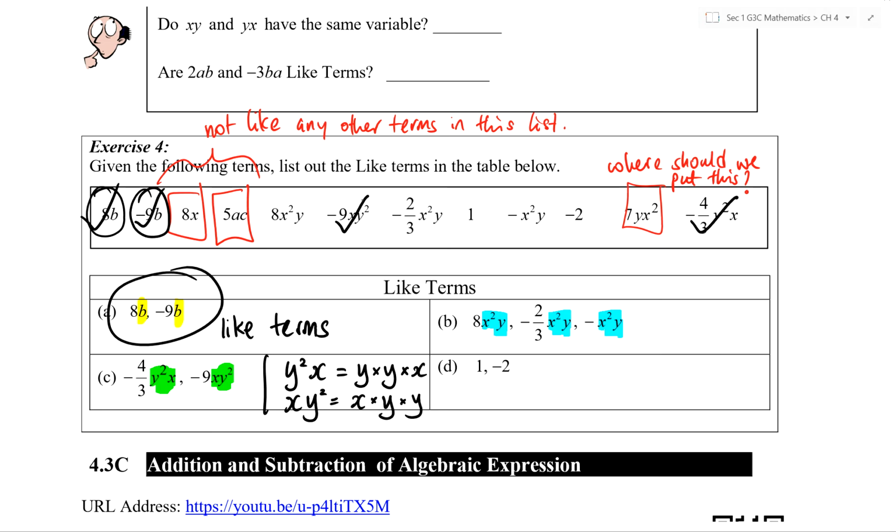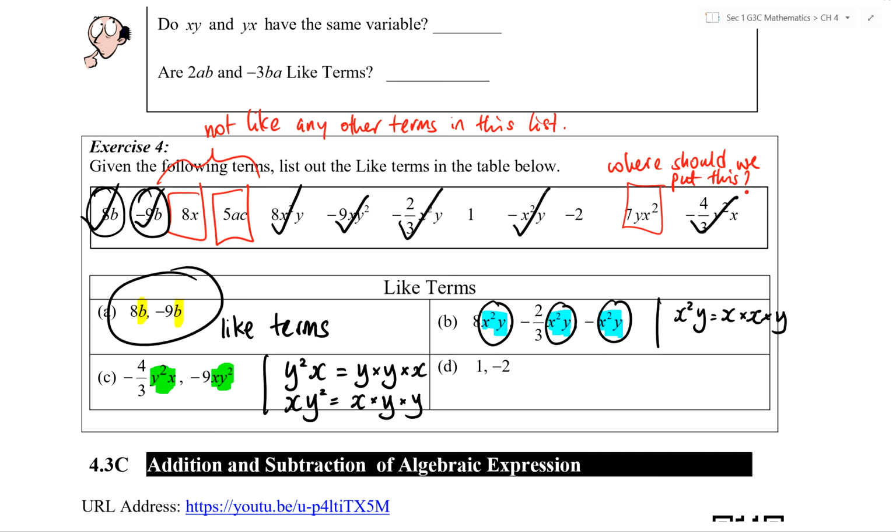Okay, next one. We've got our x square y terms. So x square y means x times x times y. We have 8x square y, negative 3x square y, and negative x square y. So can you see that these are all the same? I mean, they are like terms, same variables.